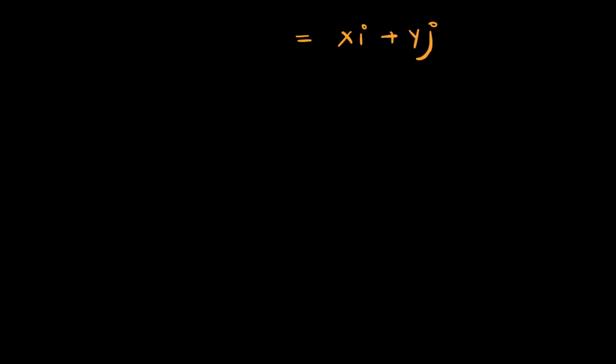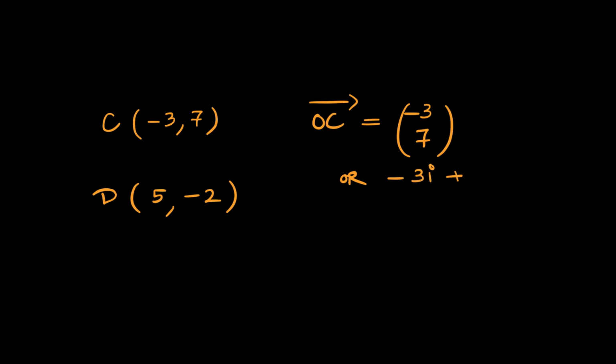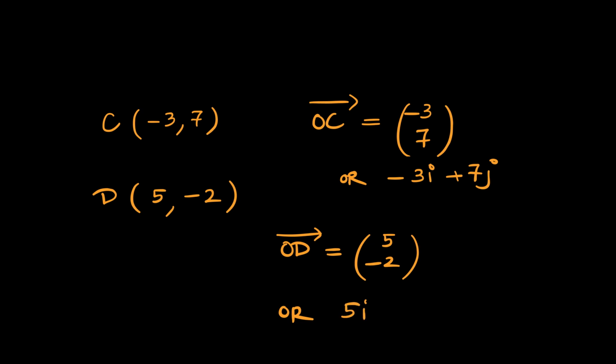So let's look at some examples. If I have a point such as C, whose coordinates are -3, 7, I have point D, which is 5 and -2. I can write OC, the position vector, as -3 and 7. I can even write this thing as -3i plus 7j. Similarly, OD, the position vector of D, will be written as 5 and -2 in the column vector form, or 5i minus 2j in the ij form.